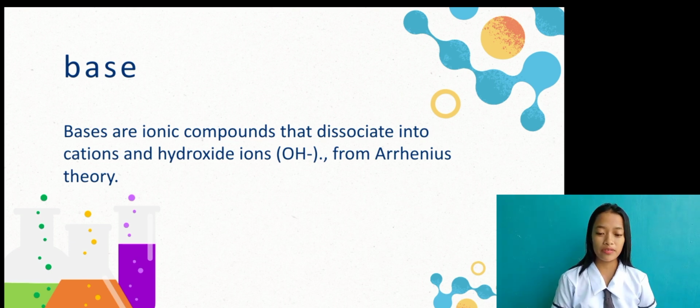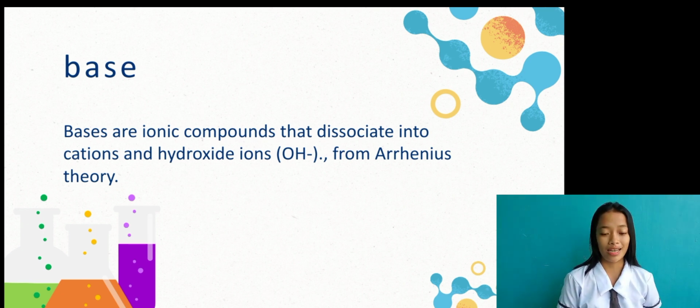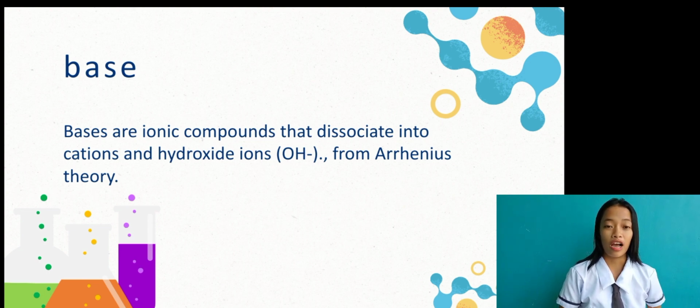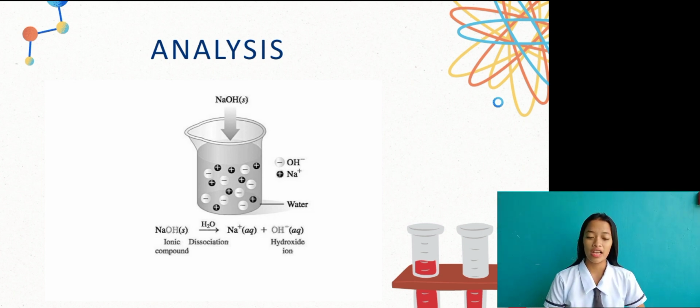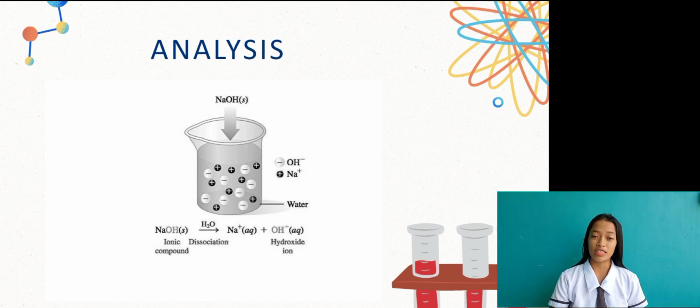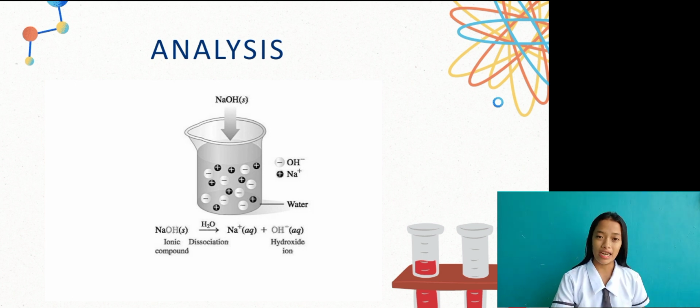Bases are ionic compounds that dissociate into cations and hydroxide ions, which is the sign OH, from Arrhenius theory. As you can see in the picture analysis, sodium hydroxide is placed in water. The hydroxide has a negative charge while the sodium has a positive charge. So the ionic compound sodium hydroxide, when placed in water, breaks apart. The sodium separates, and the hydroxide ions separate too.